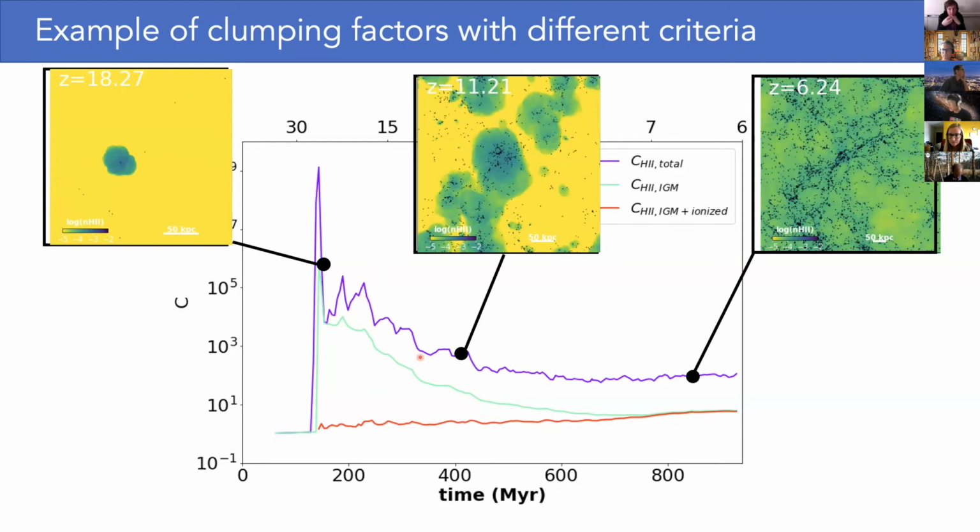When you only account for the IGM, the green line does not reach that high value, as neutral and dense gas cells inside the halos are excluded, but they show some similar trends. The red line, which we are interested in, is the result for the ionized IGM. It reflects the density distribution only inside the ionizing bubbles, and it is no longer affected by the volume fraction of ionized hydrogen in the box. Since we get a relatively homogeneous density distribution only inside ionizing bubbles, we get pretty low clumping factors, lower than 10.